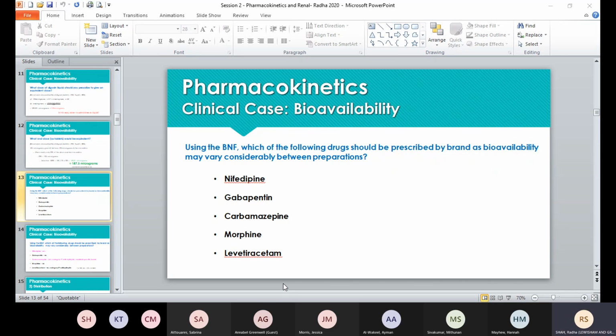Why do you think carbamazepine needs to be prescribed by brand? There's also one more that also needs to be prescribed by brand.